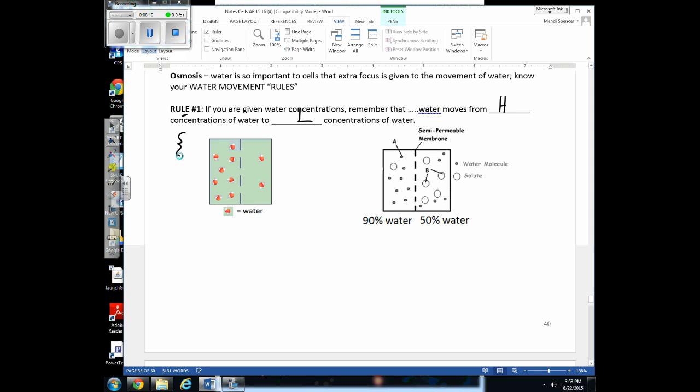So let's reference this diagram first. You can see that there are more water molecules on this side of the membrane compared to this side, so you should be able to predict that there's going to be a net movement of water from left to right in this diagram. Sometimes you're just given percents, so you need to understand that 90% is a higher concentration of water than 50%. So here's a situation where the water molecules are going to move in this direction. They're going to move from areas of high concentration of water to areas of low concentration of water.